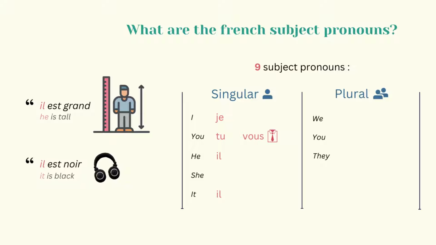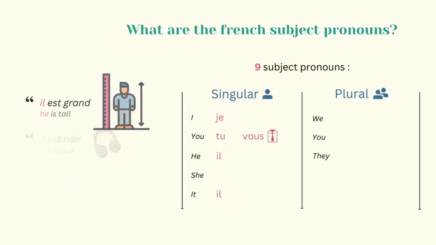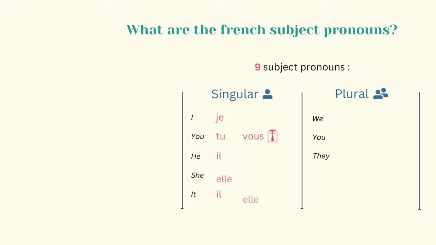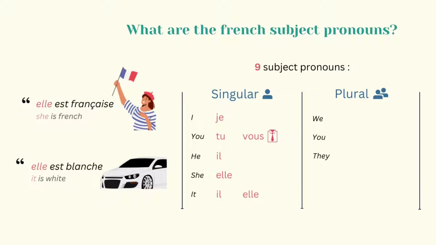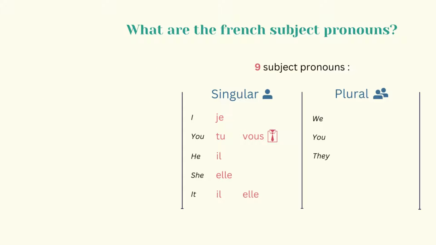Il est noir. The next pronoun is elle. This is what I use to talk about a woman or a feminine object. For example, elle est française. Elle est blanche.